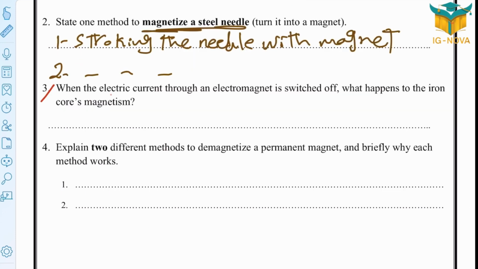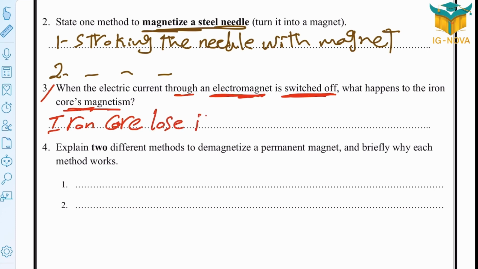Question 3. When the electric current through the electromagnet is switched off, what happens to the iron core's magnetism? We have an electromagnet, current switched off. What's going to happen to the iron core? I'm going to say the iron core loses its magnetism.